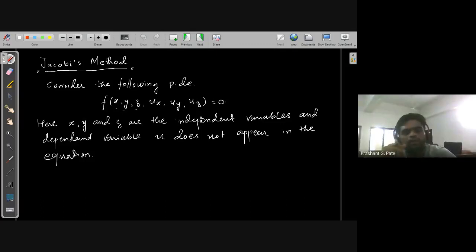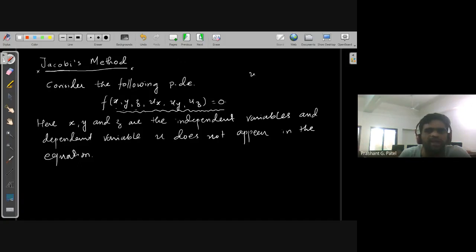So here in this lecture, we are going to discuss Jacobi's method. Consider the differential equation of this form: f of x, y, z, ux, uy, uz is equal to 0, where x, y, and z are independent variables and u is a dependent variable, depending on x, y, and z. And this differential equation does not involve the function u explicitly.